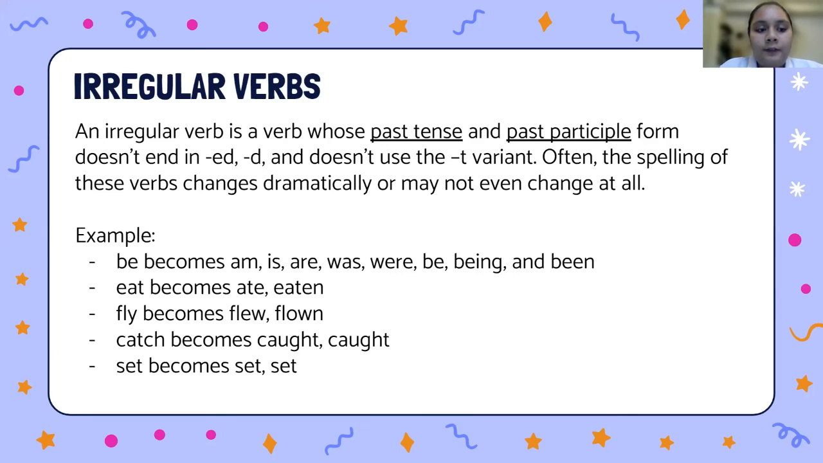Often, the spelling of these verbs changes dramatically or may not even change at all. Example, be becomes am, is, are, was, were, be, being, and been. Eat becomes ate and eaten, because ate is the past tense and eaten is the past participle. So fly becomes flew, flown, catch becomes caught and caught, set becomes set and set.